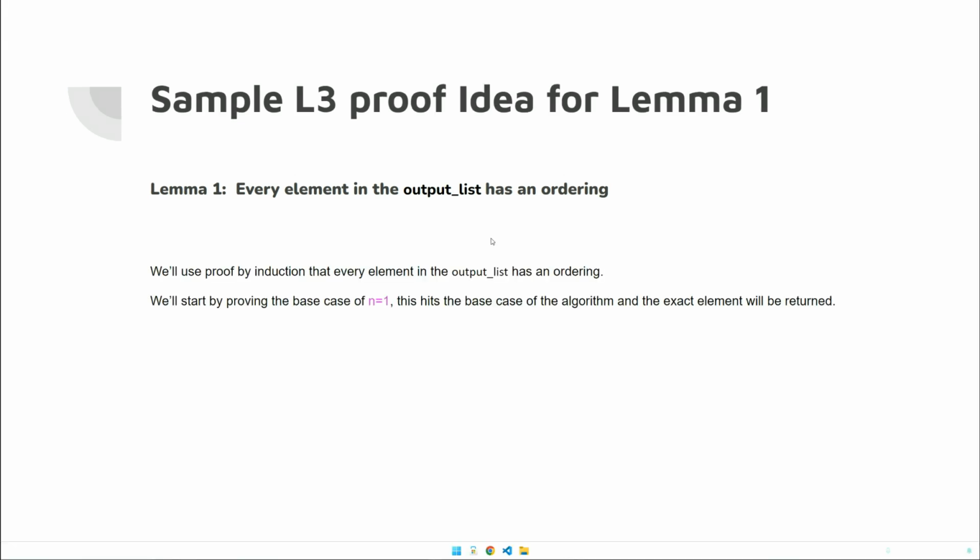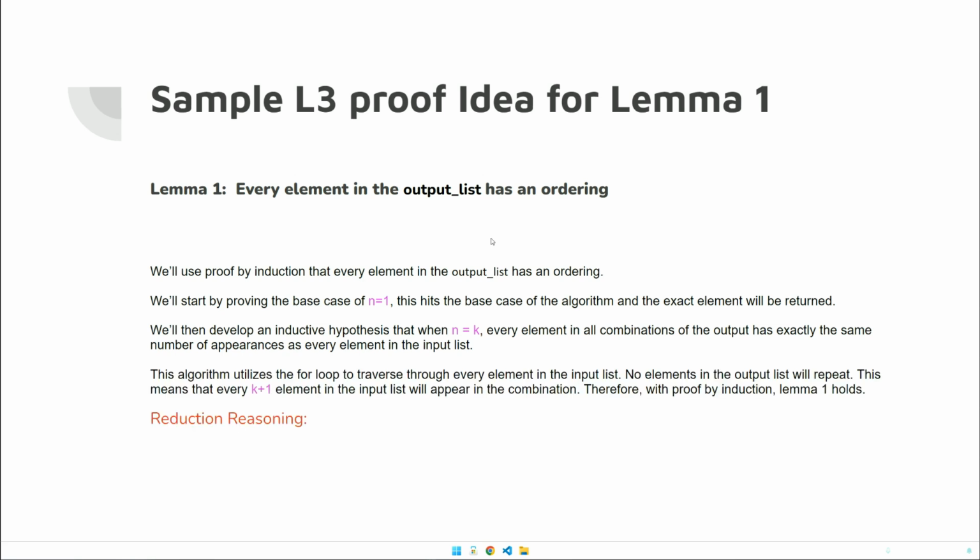Here's a sample L3 version of the proof idea for lemma 1. Similar to the L5 version of the proof idea, but it does not use anything specific about the algorithm other than that it traverses through every element in the input list using for loop. To get L5, a necessary condition is that you explicitly point out which specific part of the algorithm statement you're going to use to prove its correctness.